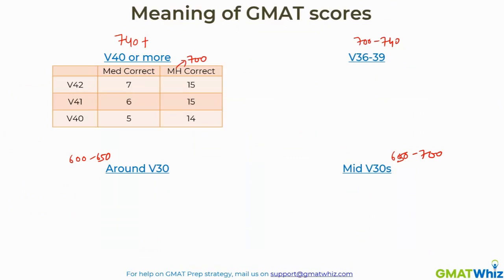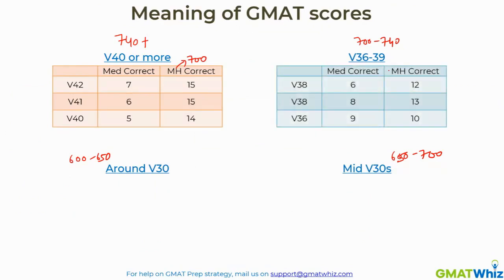So what you see right now on the screen is the number of questions that a student has got at a medium difficulty correct and a medium hard difficulty correct. What you can see is all these people got at least 14 to 15 questions correct. In fact, the higher you go, the number of medium hard questions you get correct increases significantly. Now, if you look at the other category, people in the score range of 36 to 39, these people get slightly more medium questions correct than the medium hard. The medium hard question correct number is around 10, 12 in that range.